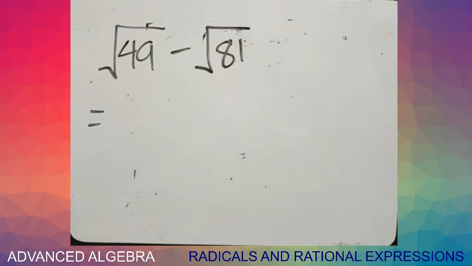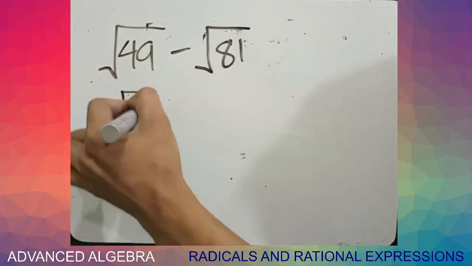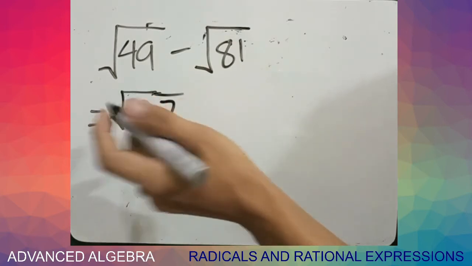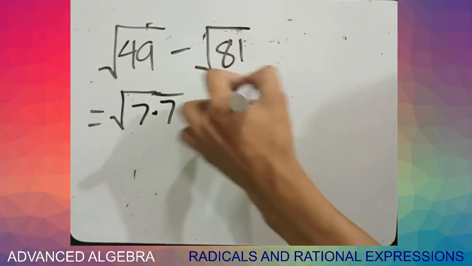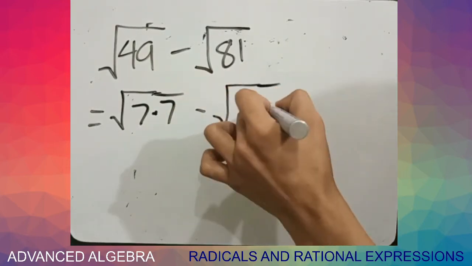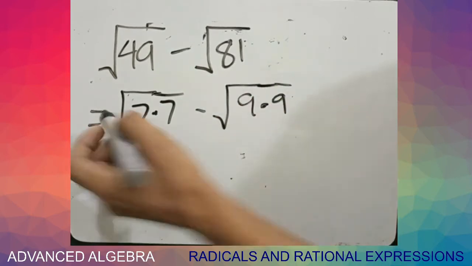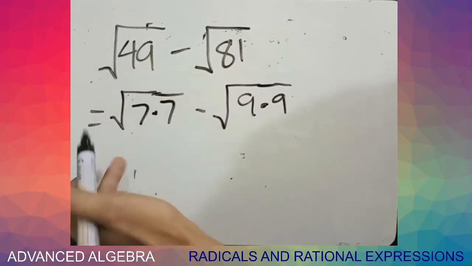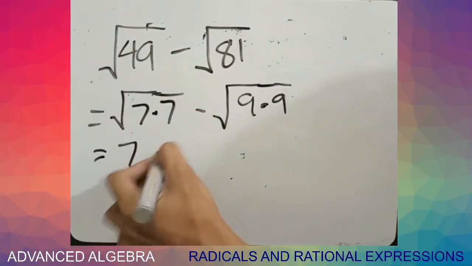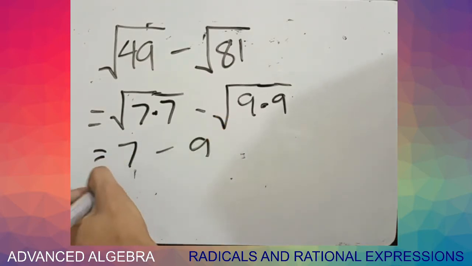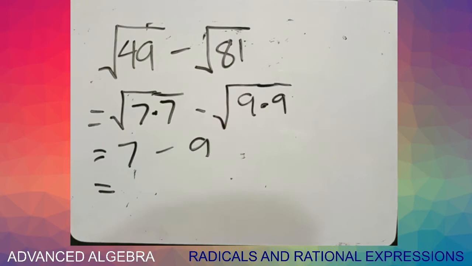mag-apply ng operation. Okay? So, the square root of 49. So, ano yung perfect square root niyan? So, 7 times 7. Okay, lagay natin yung factor para malaman natin yung kanyang perfect square. Okay? So, 81. So, 9 times 9. Yung factor niya. Then, the perfect square root of 49 is 7 minus the square root of 9 times 9 is 9. Okay, so 7 minus 9 is equals to negative.